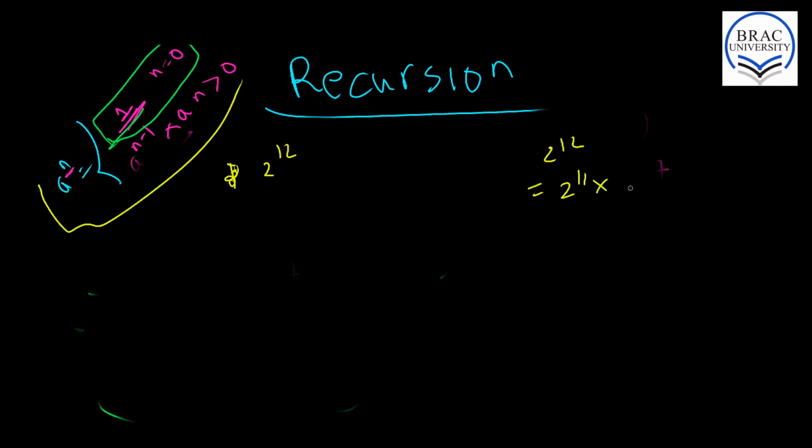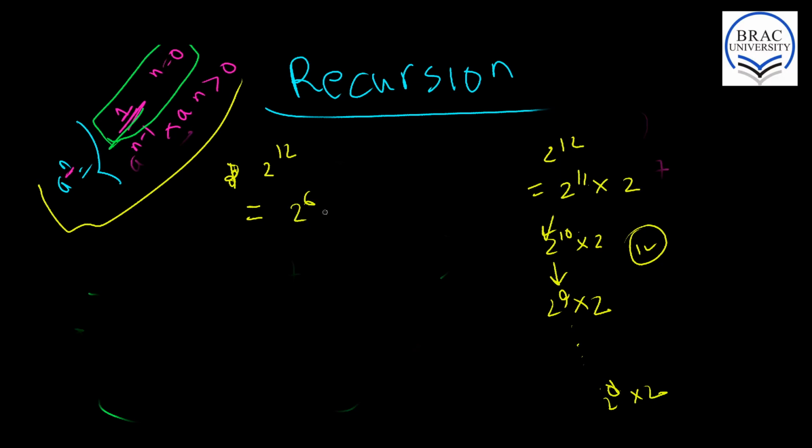power 12 into 2. Then for 2 to the power 12 we needed 2 to the power 10 into 2, and to calculate 2 to the power 10 we need 2 to the power 9 into 2. So all the way down to 2 to the power 0 into 2. So we need 12 steps, but we want to create a shortcut.